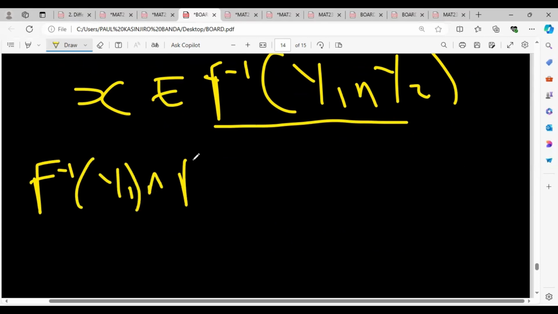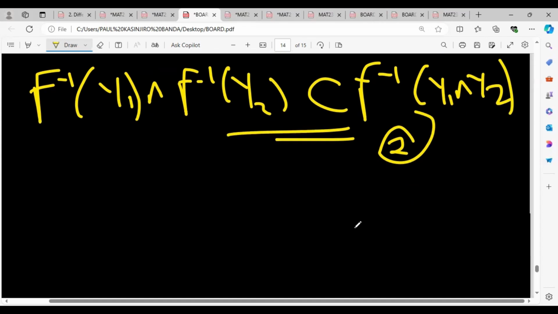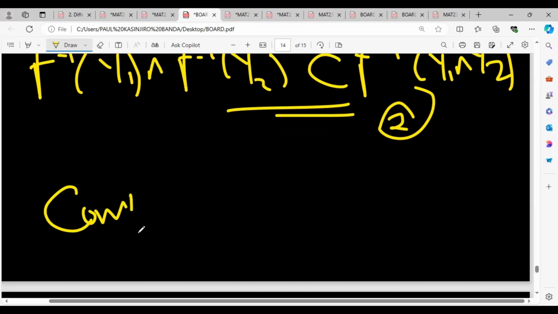f inverse of y1 intersection f inverse of y2 is actually a subset of what we have on top here. It's actually a subset of this y1 intersection y2. Okay, and then we can say this is our equation 2. So from there, we can now say combining.